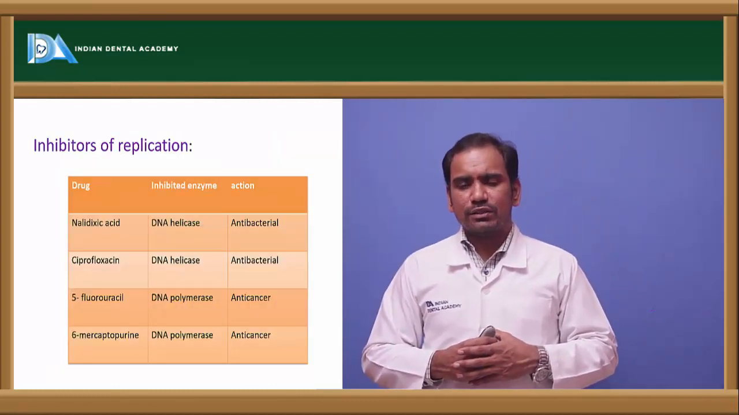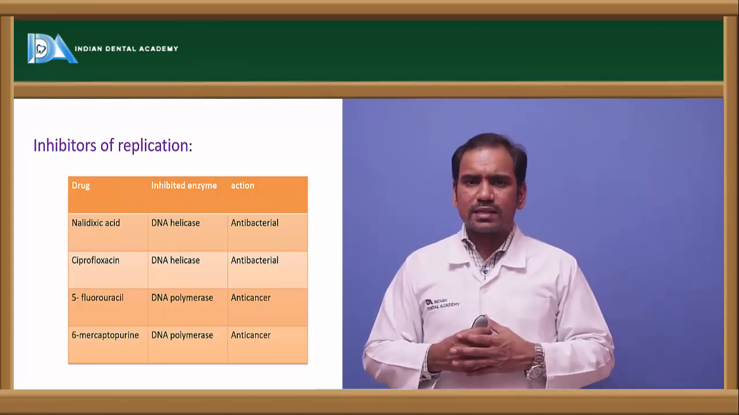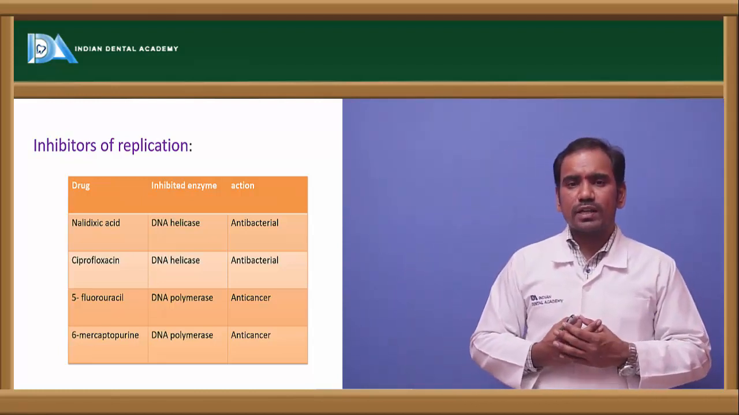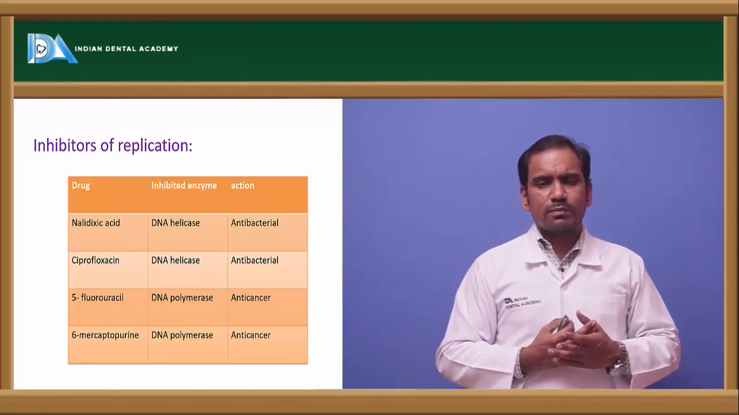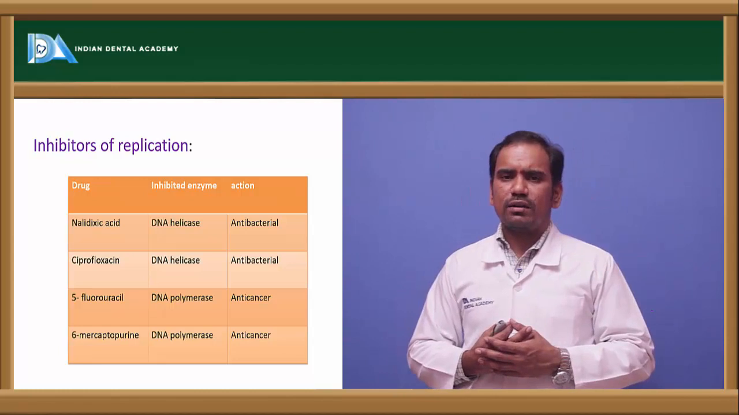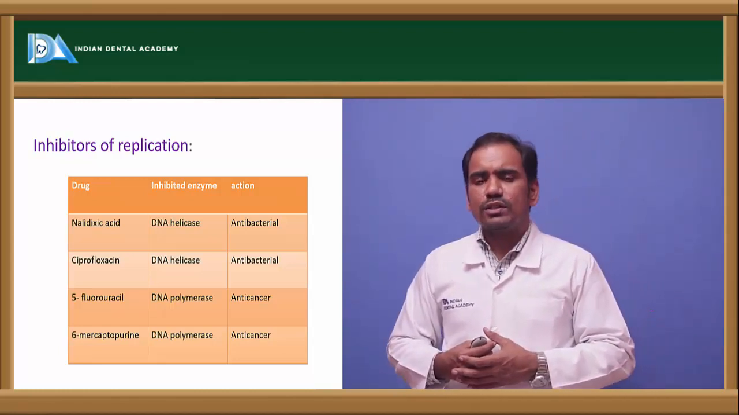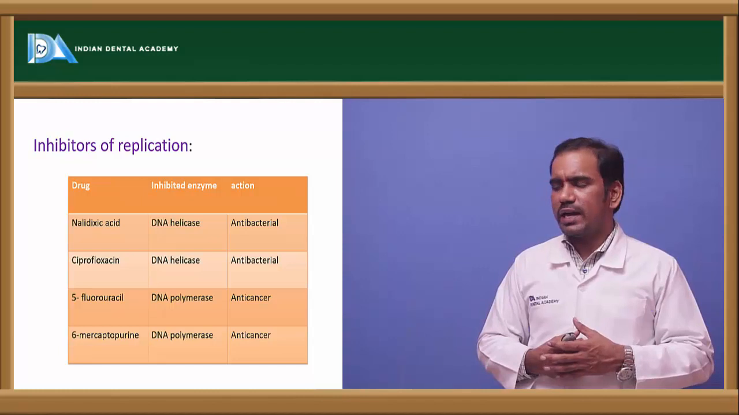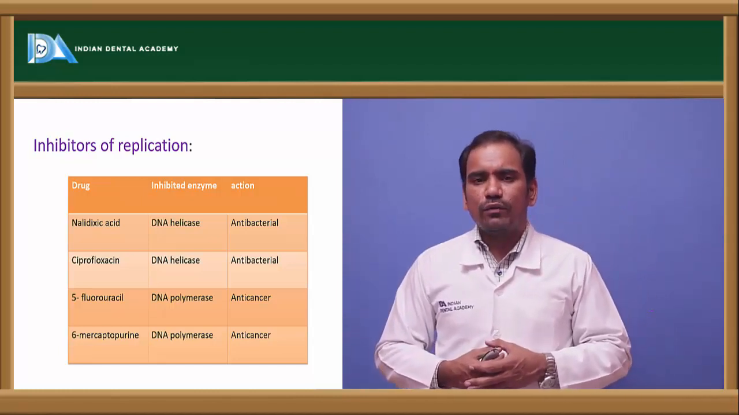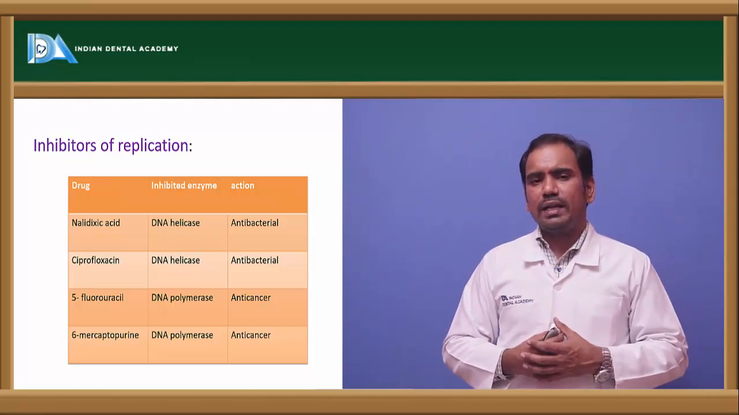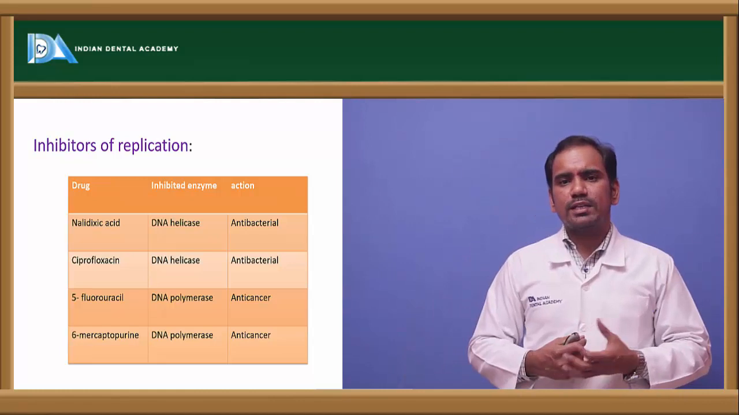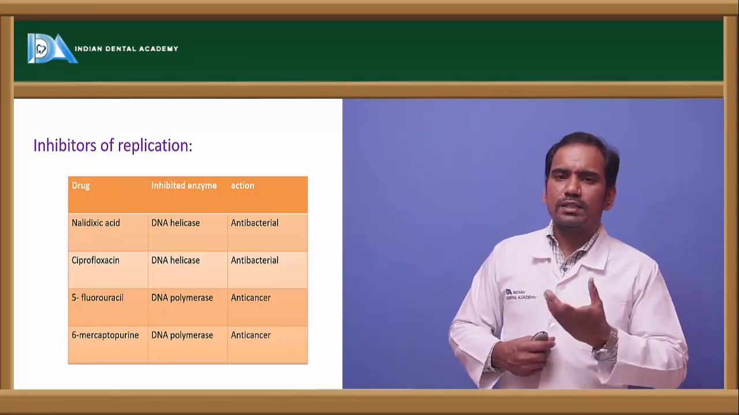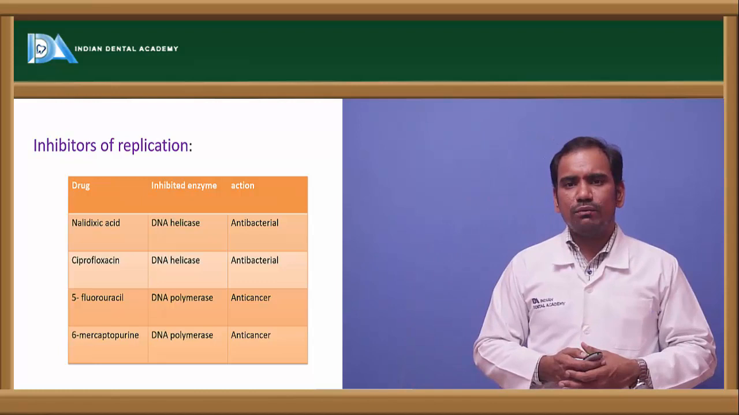Coming to inhibitors of replication. There are some antibiotics and anti-cancer agents which act as inhibitors of replication, and those are nalidixic acid, ciprofloxacin, 5-fluorouracil and 6-mercaptopurine. Nalidixic acid and ciprofloxacin are antibiotics, antibacterial in action. And 5-fluorouracil and 6-mercaptopurine are anti-cancer agents. So they can inhibit replication in our body. Nalidixic acid and ciprofloxacin inhibit the DNA replication in bacteria. So these are the important inhibitors of replication.